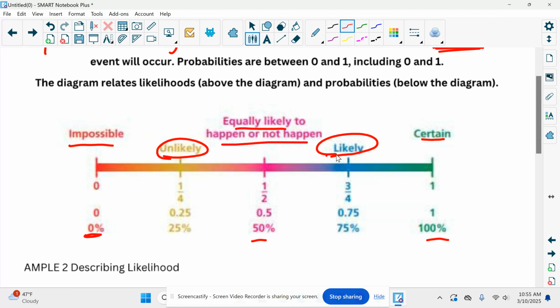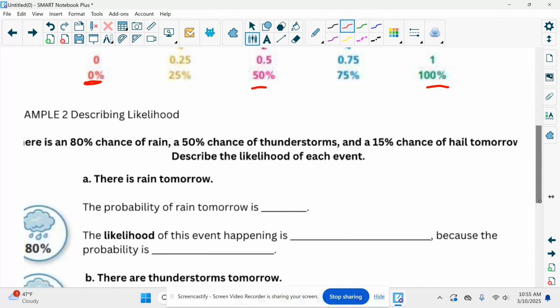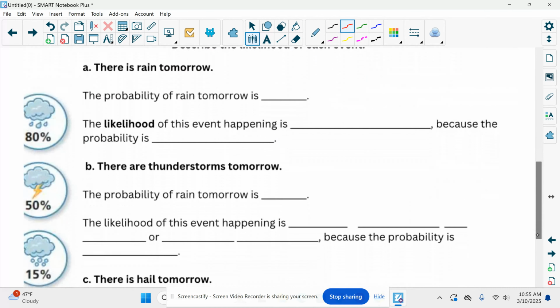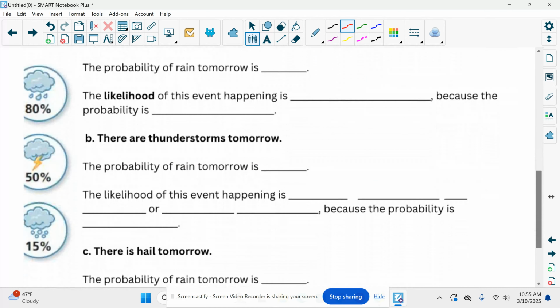So let's look at this forecast, since we've had some nasty looking weather anyways. Our forecast is that there's an 80% chance of rain, a 50% probability of thunderstorms, and a 15% chance of hail. This is the forecast for tomorrow. What is the probability of rain?